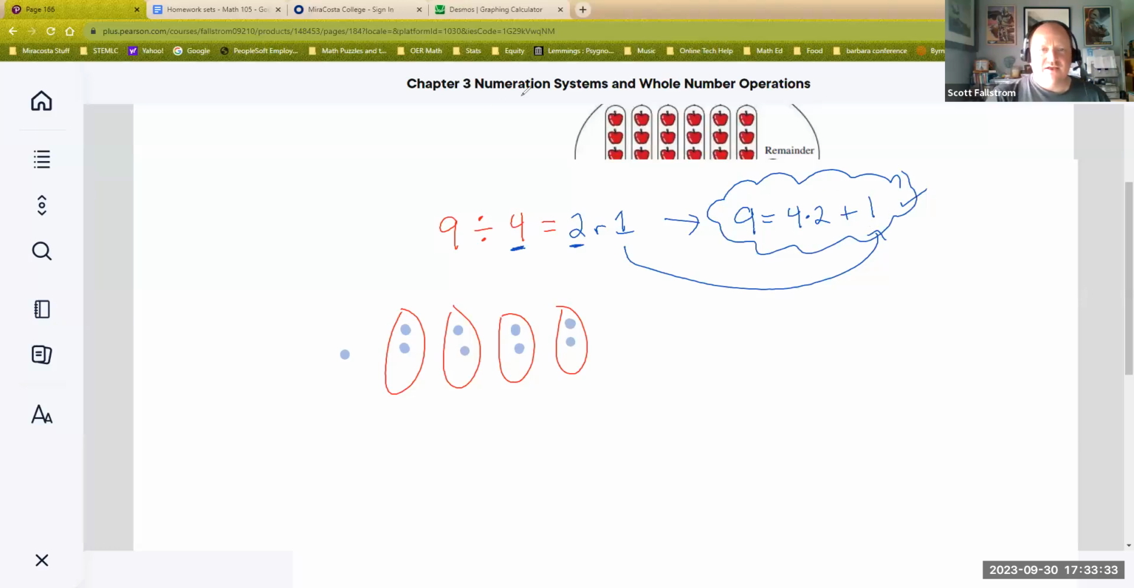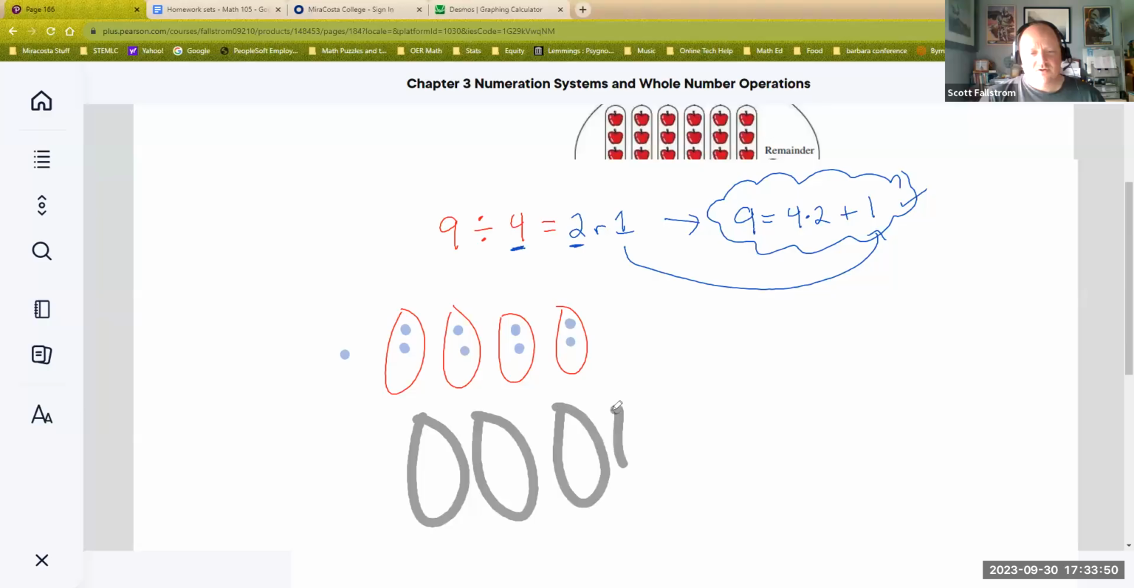Well, let's go back and try that again. I'll do whole shapes this time, maybe in black. Okay, so now picture another student comes along, and they say, okay, here's my 4 groups. Everybody gets 1. That's 4. And then I have 5 left over.